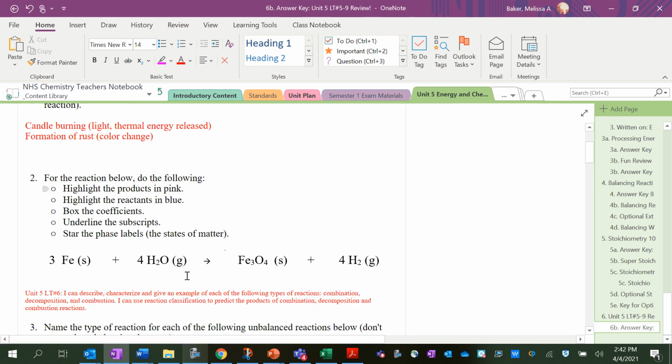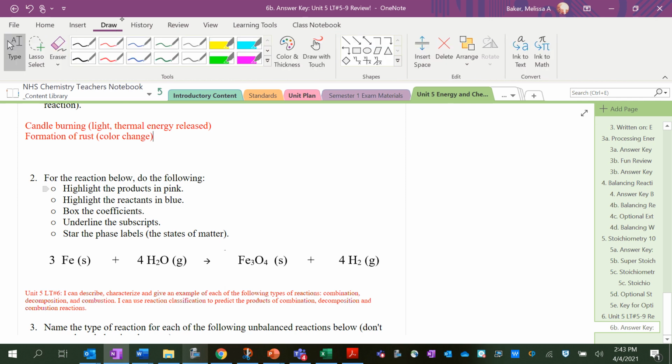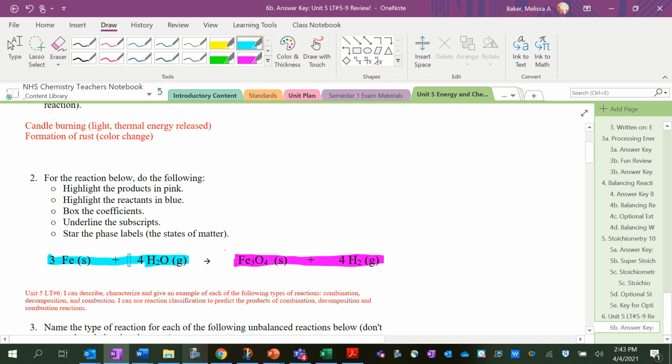Okay, for the reaction below, do the following. Highlight the products in pink, okay? The products are to the right of the arrow. So these are my products. Highlight the reactants in blue. Those are to the left of the arrow.